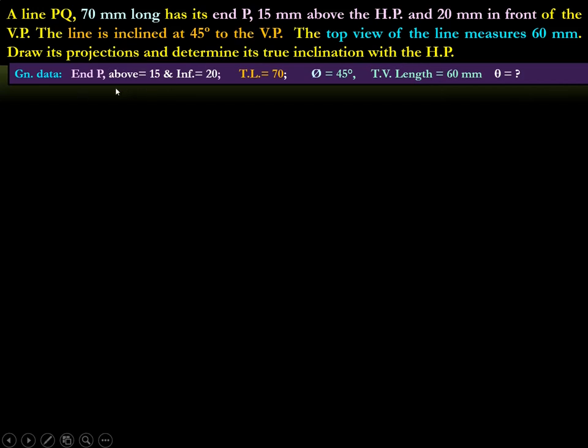In this problem also we can find four data which are given. The position of the end P is given. The true length of the line is given. Inclination of the straight line with the vertical plane is given. And the length of the top view is also given.